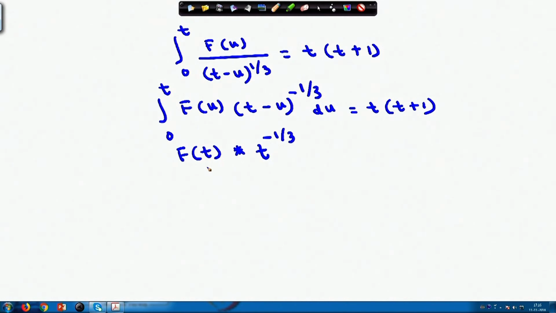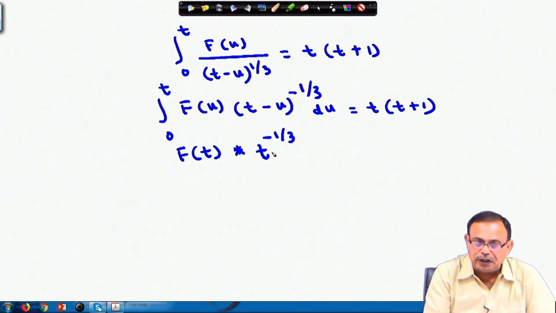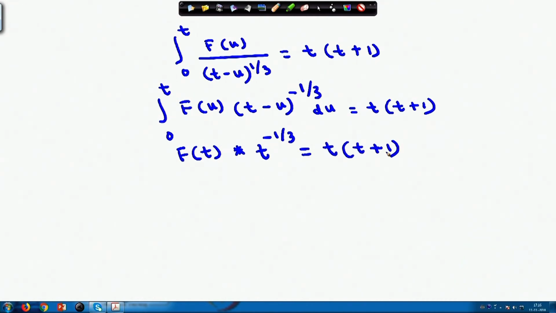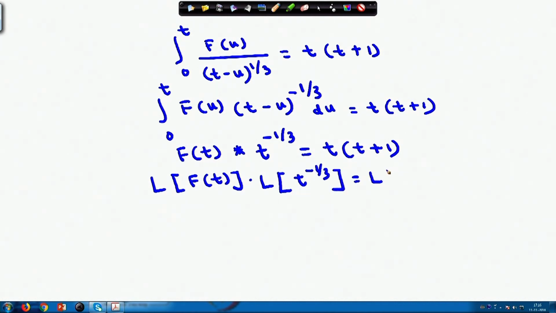So, it is basically the convolution of two functions, f(t) and t to the power minus 1/3, which we can write as the integral from 0 to t of f(u) into (t minus u) to the power minus 1/3, and this equals t into (t plus 1). Now, take the Laplace transform on both sides of the given equation. I can write the Laplace transform of t to the power minus 1/3, and this equals the Laplace transform of t plus the Laplace transform of t square.